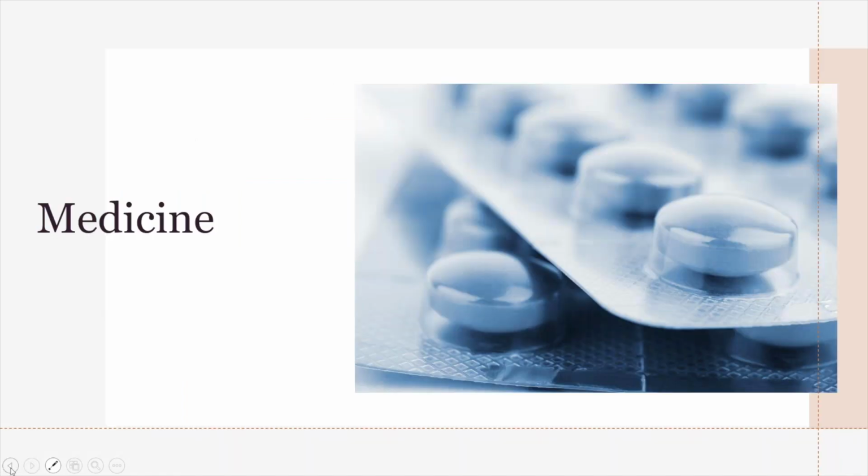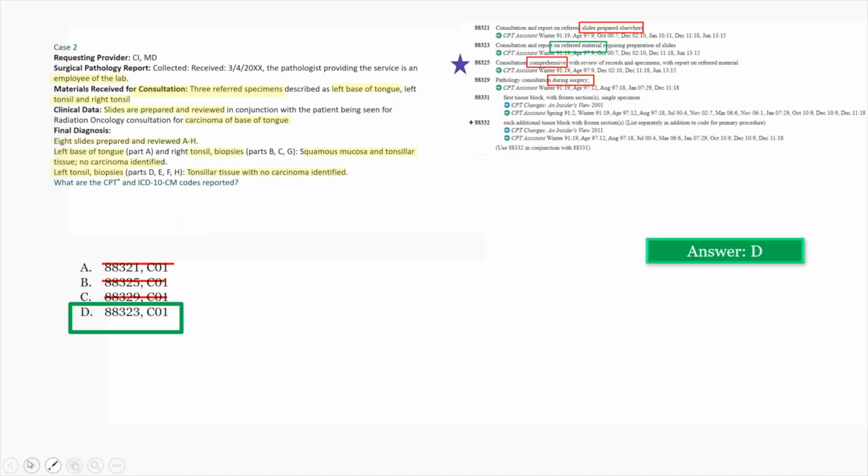The correct answer for this one will be 88323. Let's look into 88323, which is consultation and report on the referred materials. We had a report on the referred material, and finally it was said that there was no carcinoma identified in both the cases here, and it requires a preparation of the slide. As you've seen, the slides were prepared as well. So the correct answer is option D, 88323 C01. So that's all about the pathology section.